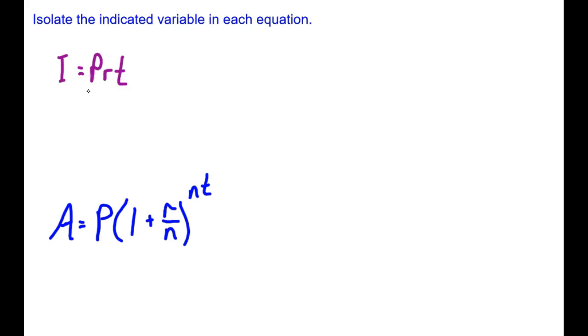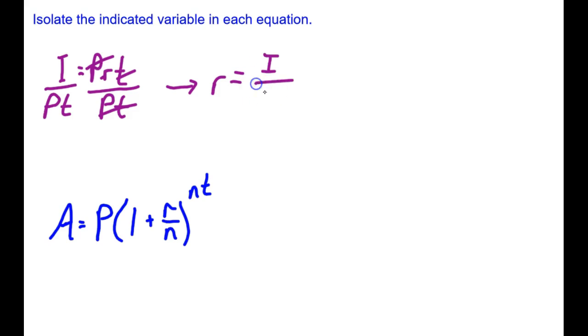We could first divide by P and then divide by T. Since we're multiplying, we've got to do the inverse operation. Or we can just do that in one step. Divide by the principal and the time in one step rather than two. So that's going to leave us with R equal to the simple interest divided by the principal amount times the time.